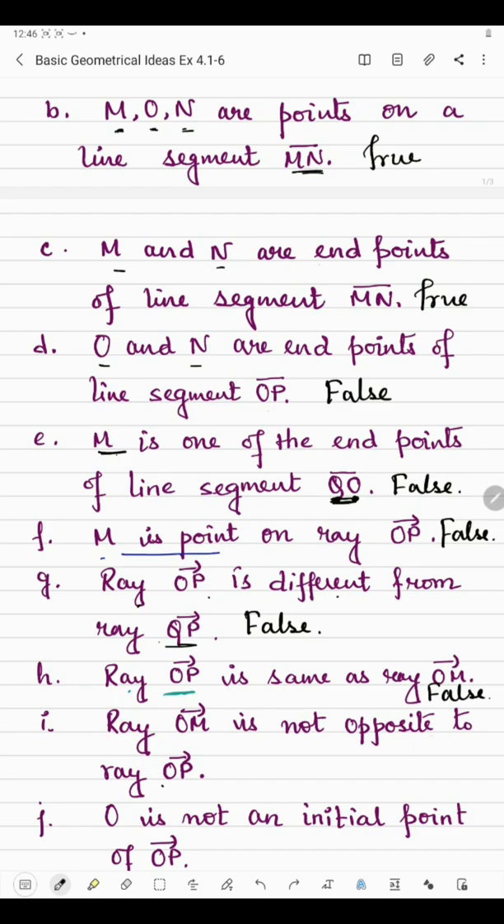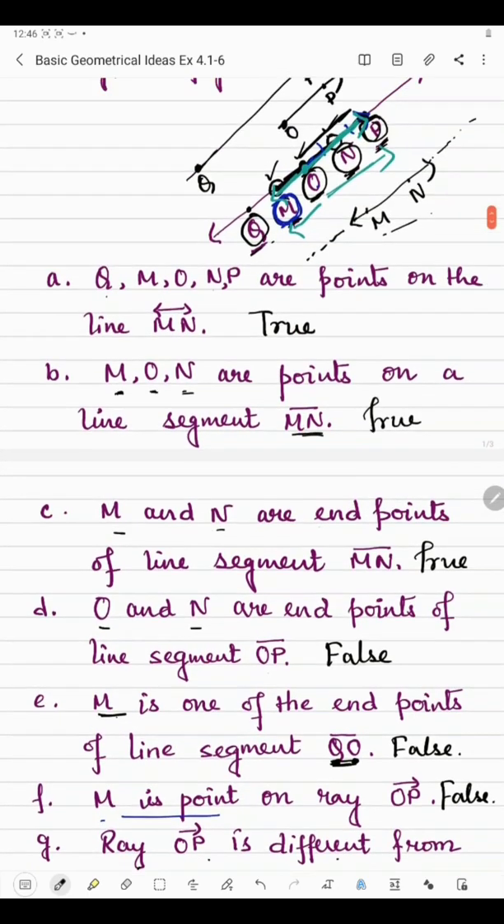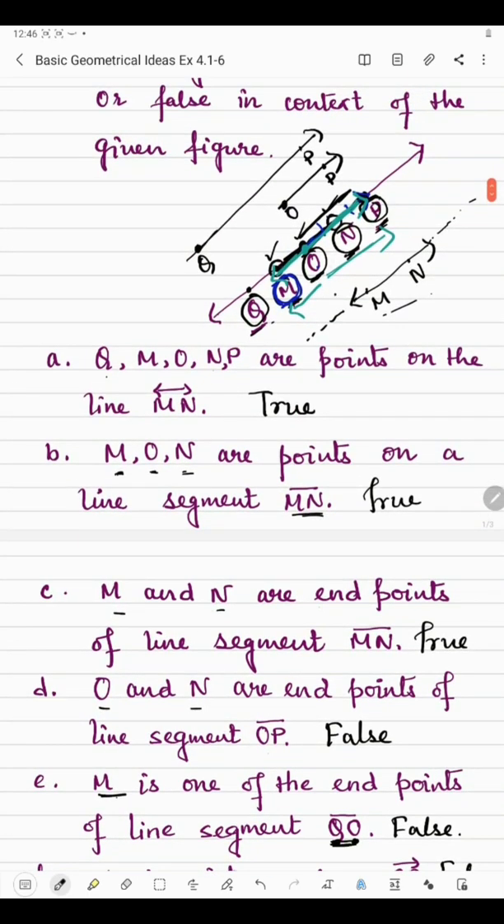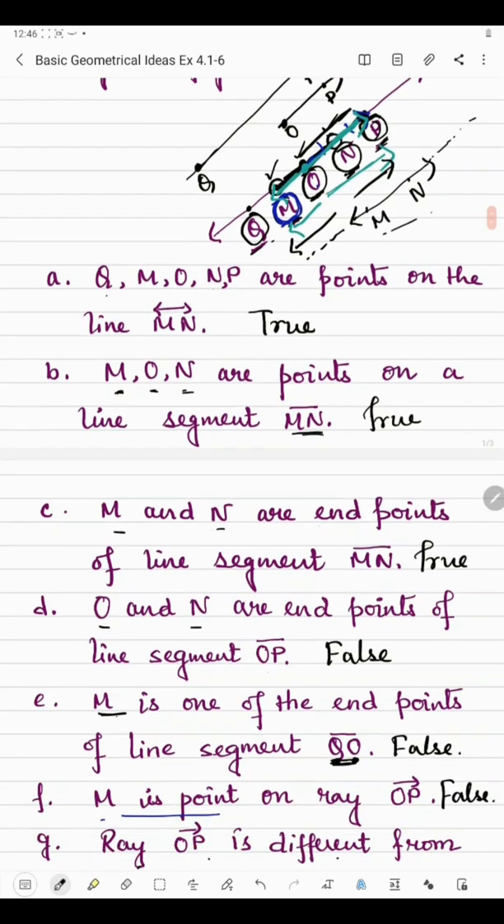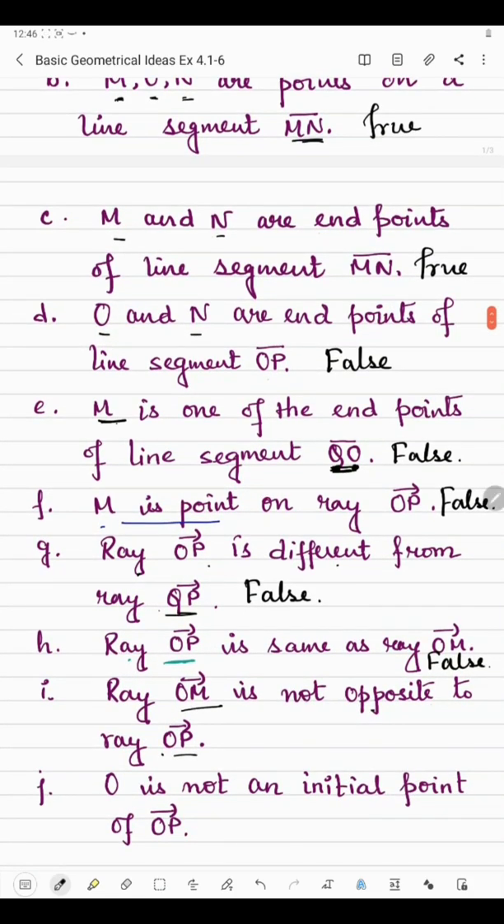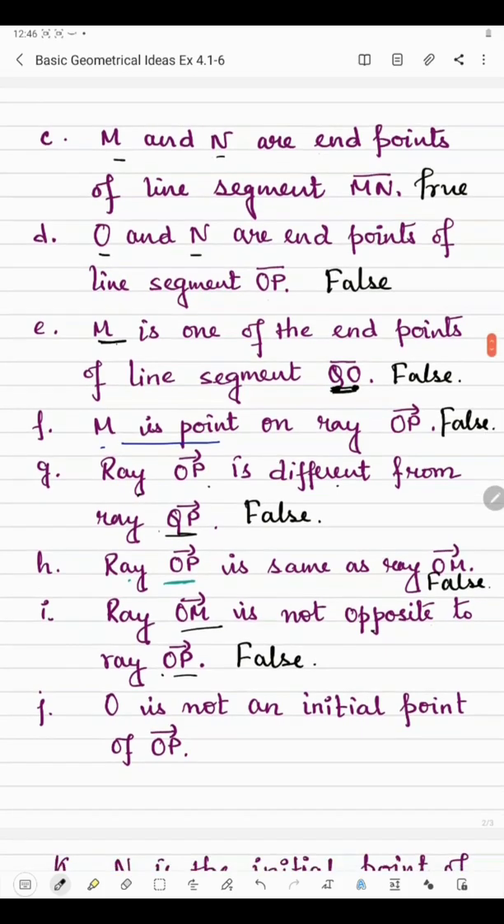Now coming to I part. Now in the I part we have ray OM is not opposite to ray OP. Now let's check in the figure. Ray OM is going this side, means left side, and ray OP is going right side, right? That means these two rays are going in different directions. So that means we can say that ray OM is not opposite to ray OP. It's completely false, right?